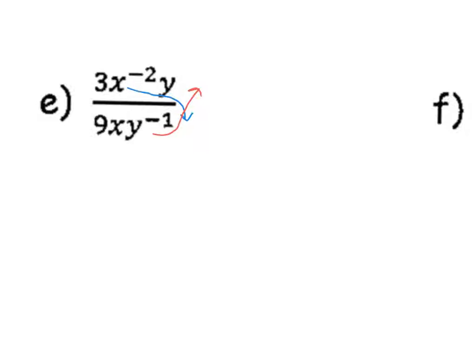On top I have a 3. This Y also stayed on top. And then what's the thing that moved up? The red arrow? Another Y to the first, but we don't have to write a little 1. Okay, now let's talk about the bottom. What's there on the bottom? 9. This 9 was already there. This X was already there. What moved down? Blue. X squared.